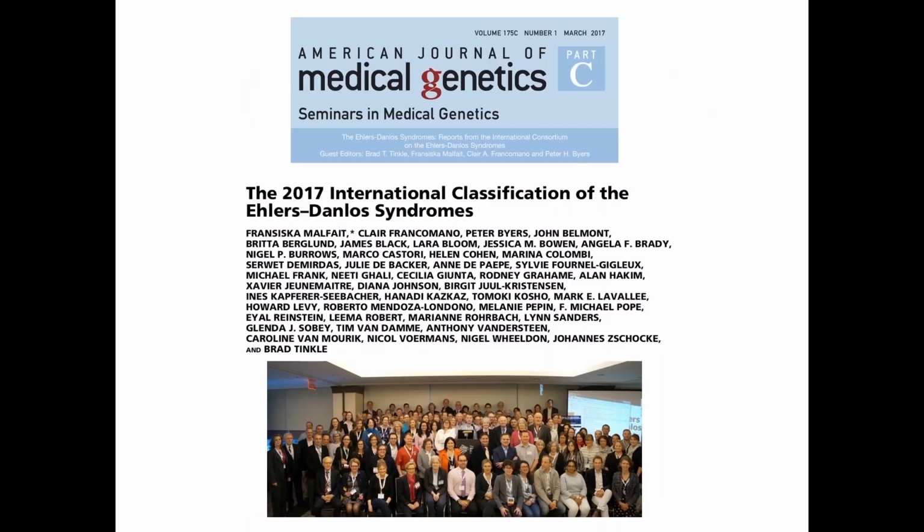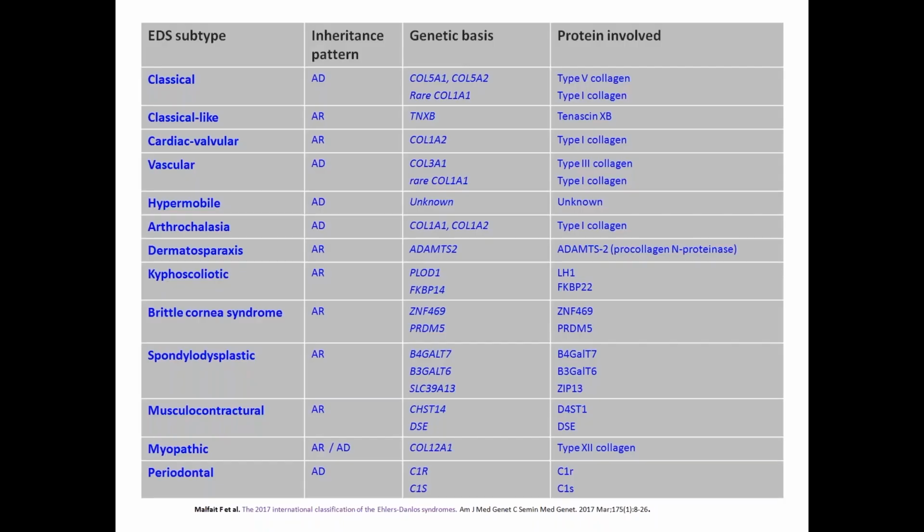Sorry, so if we wind the clock forward to 2017, we've now got the most recent nomenclature or classification, but it's been through two iterations before, the Baiting classification and the Villefranche classification. But now we are all getting familiar with the 2017 classification, of which there are 13 subtypes listed here. And as you may be aware, they all have a genetic basis, except for hypermobile, where the genetic underlying fault is not yet known.